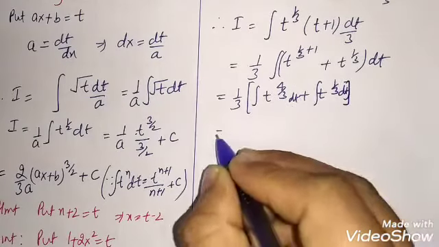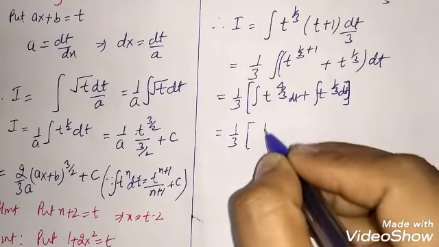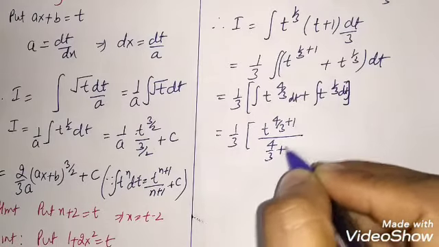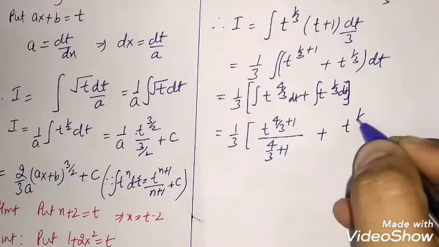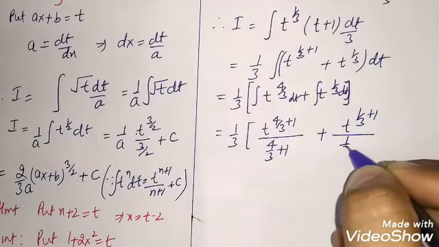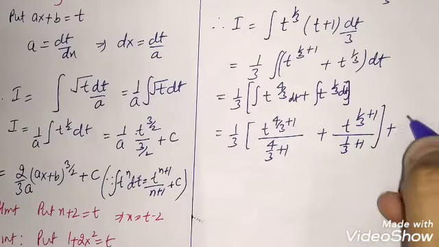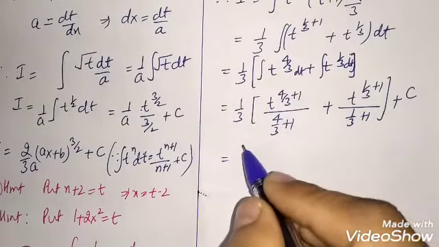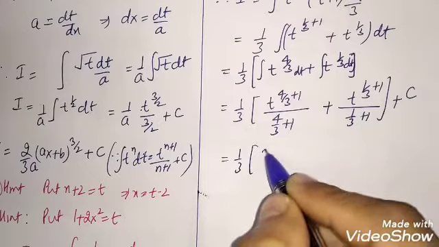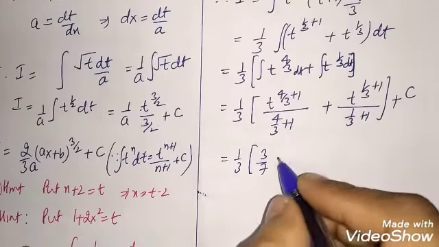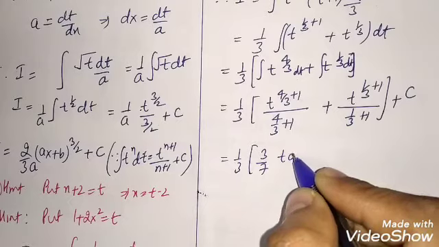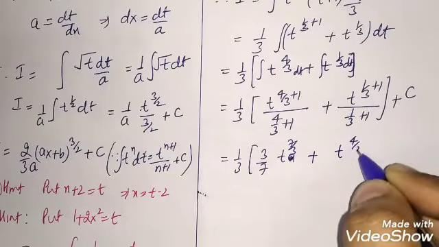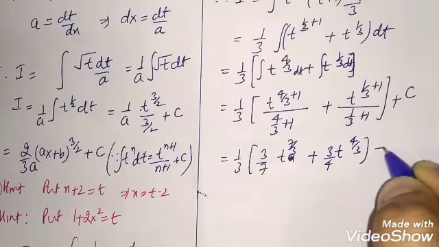Okay, simply we can say 1 by 3 t to the power 4 by 3 plus 1 upon 4 by 3 plus 1 plus t to the power 1 by 3 plus 1 upon 1 by 3 plus 1 plus c. You just have to solve this. This is 3 by 7. 1 by 3 into 3 by 7 on taking LCM. This is t to the power 7 by 3 plus t to the power 4 by 3, this is 3 by 4 plus c.